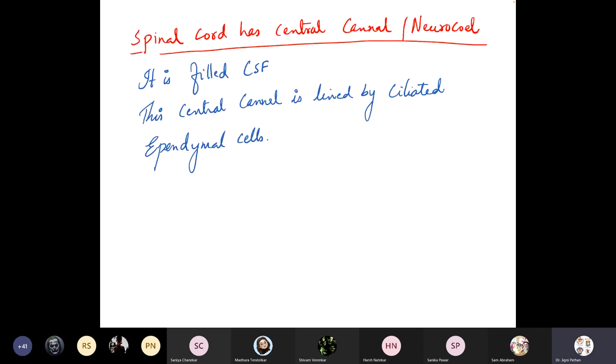Now, write down about the spinal cord. The spinal cord has a central canal called neurocoel. We take a cross section. It has a central canal called neurocoel. It is filled with CSF. CSF, you know, is cerebrospinal fluid. Now tell me in which part of the brain CSF is formed. Come on quickly. Which part of the brain is CSF formed?